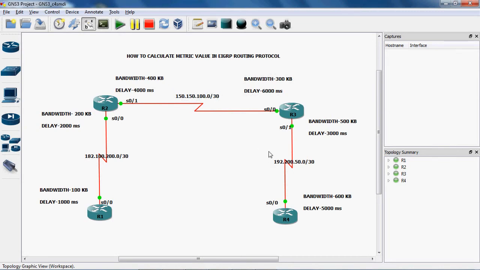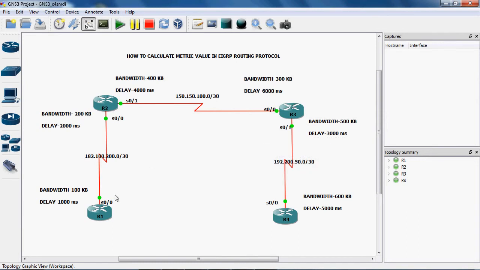Next we go to the other direct connected network, 192.200.50.0/30. This network can be connected through which port? Serial 0/1. In this port we can assign the bandwidth and delay. The bandwidth is 500 and delay is 3000. Just apply the formula 256 into 10 power 7 divided by 500 plus 3000. We get the metric value for this network.